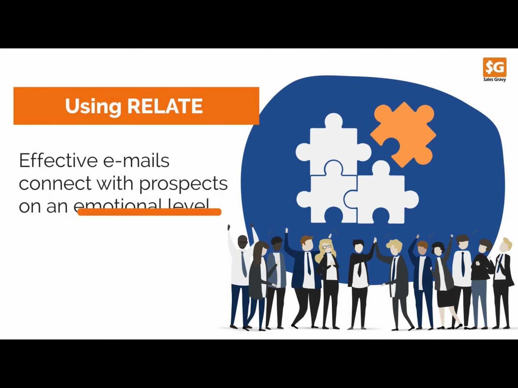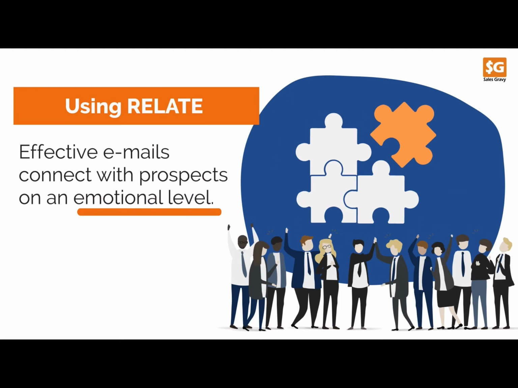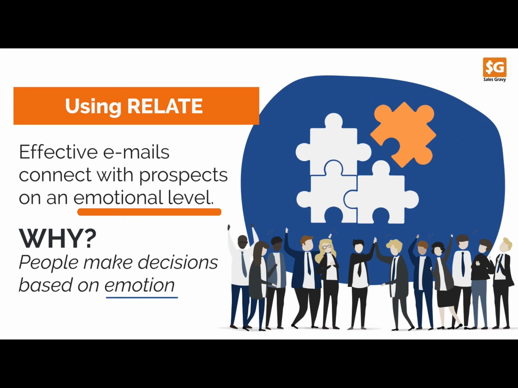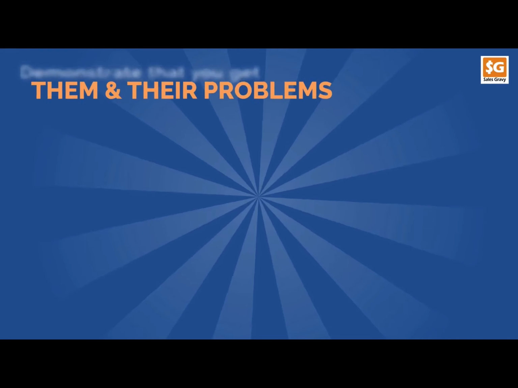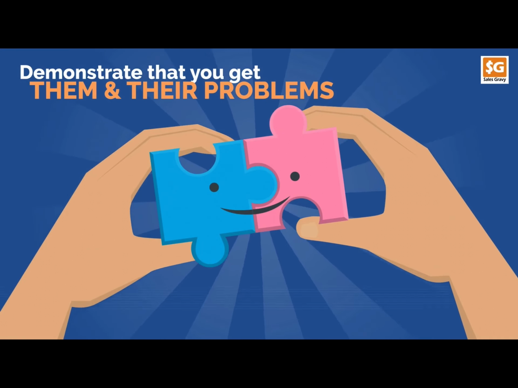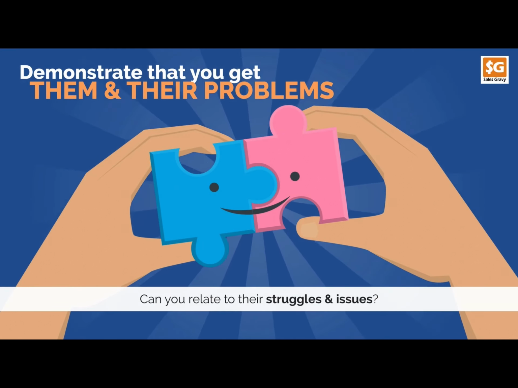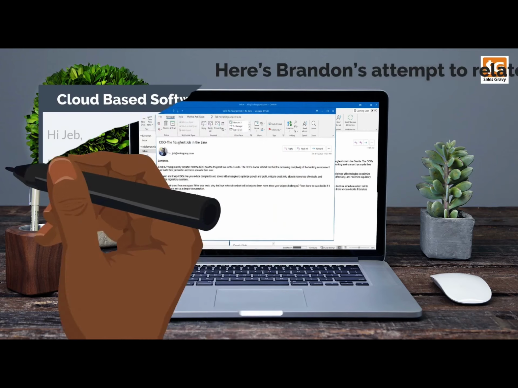Effective emails connect with prospects on an emotional level. The reason is simple. People make decisions based on emotion. The easiest way to connect with your prospect emotionally is to demonstrate that you get them and their problems, that you can relate to their struggles and issues. Here's Brandon's attempt to relate.